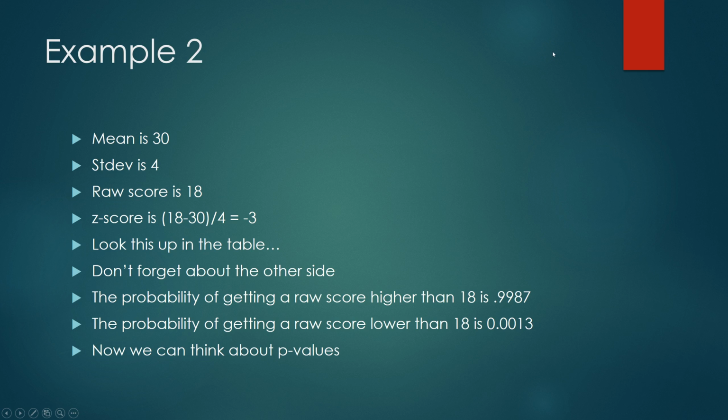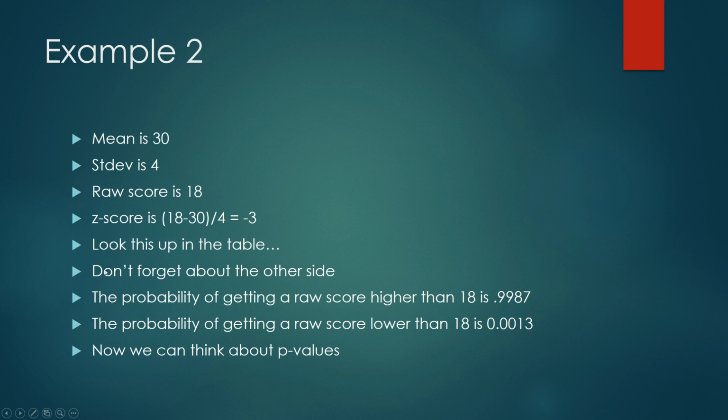This is example number 2. The mean is 30, the standard deviation is 4, the raw score I've selected for whatever record of interest I have is 18. That's quite a bit lower than my mean. With a standard deviation of 4, I can see that that's going to be quite a ways away. So I calculate my z-score. I take the value of interest, subtract the mean, and divide it by the standard deviation, and it gives me a z-score of -3.